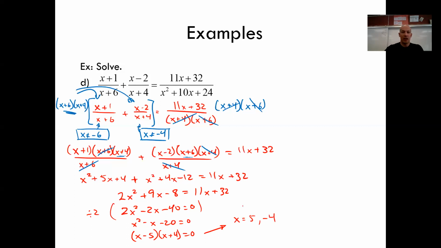So we go ahead and we look at the non-permissibles again, and we can see that this guy here is real, and this one here is the extraneous dud. Okay, so therefore x equals 5 is the final solution. Okay, so there's some examples.